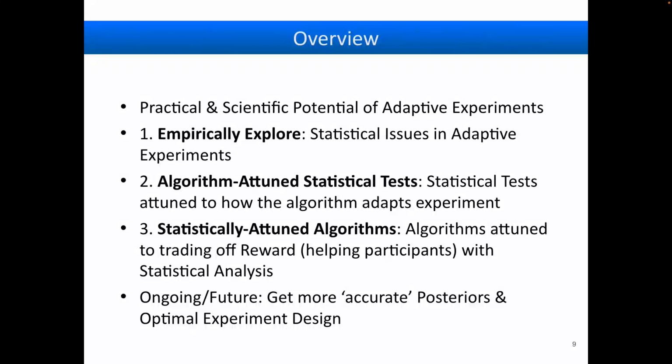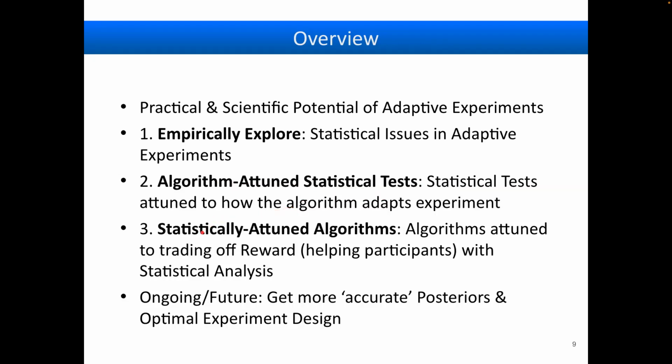So in terms of what I'm going to present, I really spent a lot of time trying to explain the practical and scientific potential of adaptive experiments and what they are. And at least the particular algorithm we're going to focus on, posterior Thompson sampling. And we present results from empirically exploring what these statistical issues are that come up in adaptive experiments, even for that two-arm case. We'll see an example of doing algorithm-attuned statistical tests that are tuned to how the algorithm adapts the experiment.